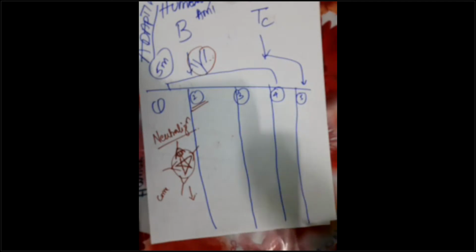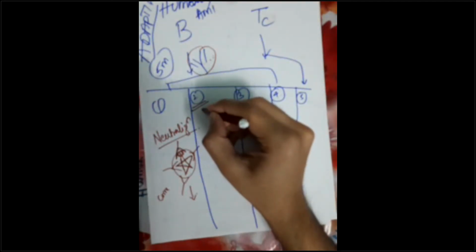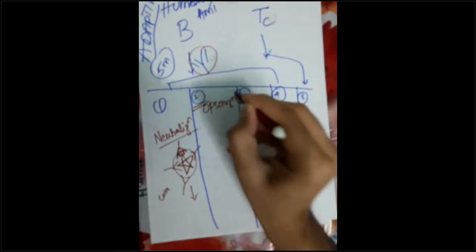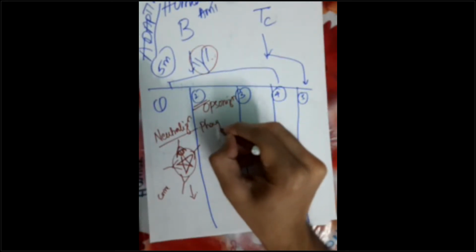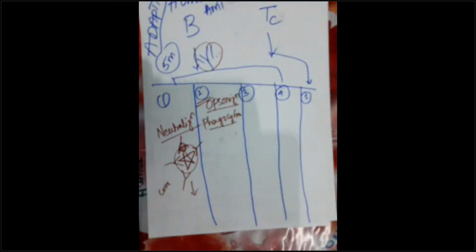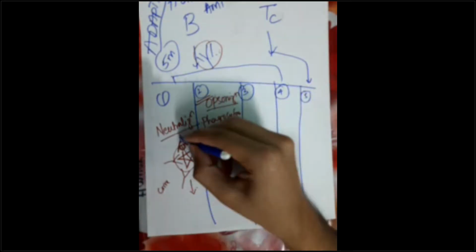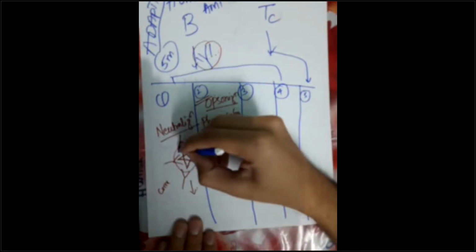Next, what is the second thing? The second thing is opsonization and phagocytosis. What is opsonization and phagocytosis? These are 4 marks, 5 marks, 2 or 3 marks questions. Opsonization means coating of the antigen. This is opsonization.